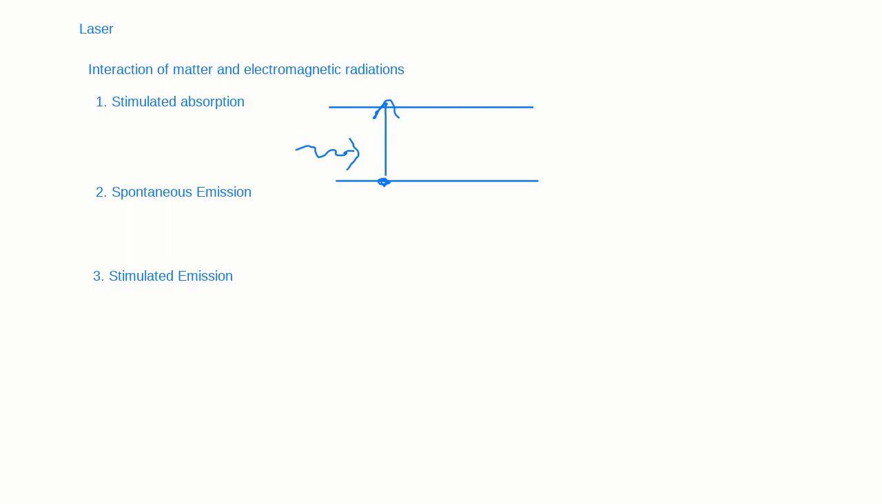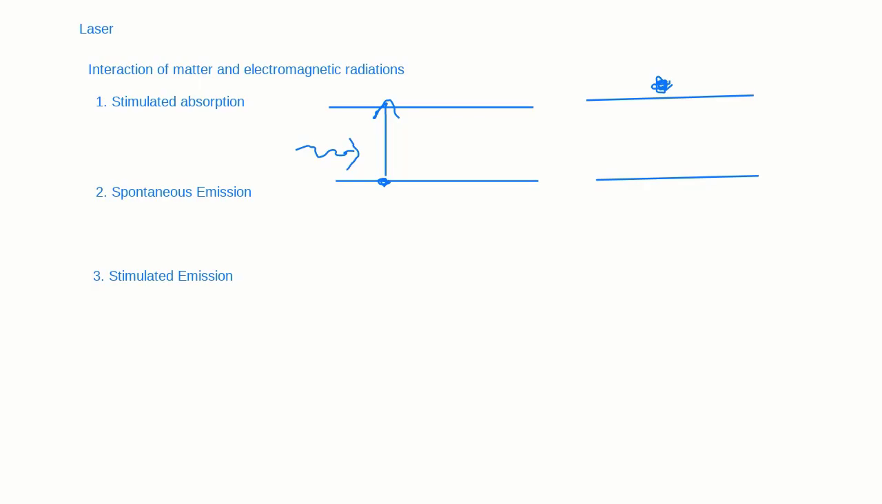This transition is named stimulated absorption, and we use the word stimulated when we are giving some external energy, here in the form of photons. After absorption, the electron will be in the excited state. This is how a photon interacts with matter when the electron is in the ground state. This is the case before absorption of that photon, and after absorption the electron is in the excited state.